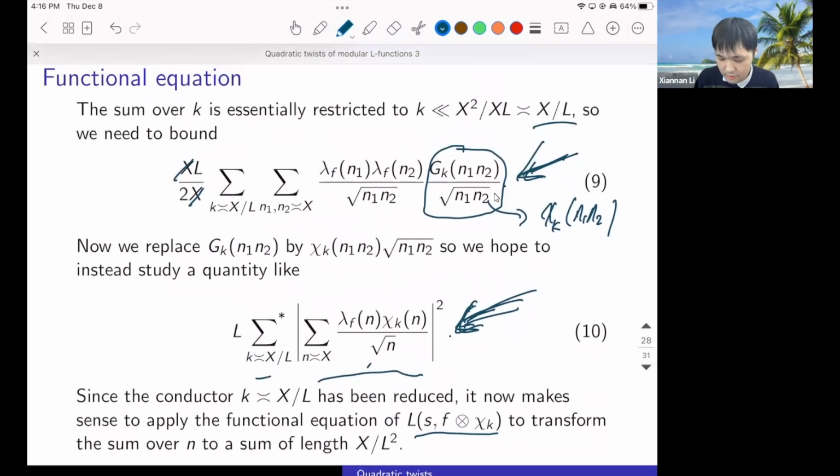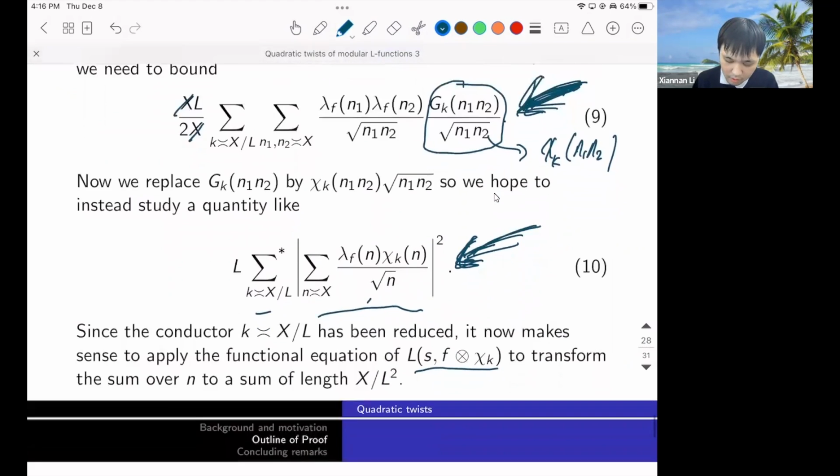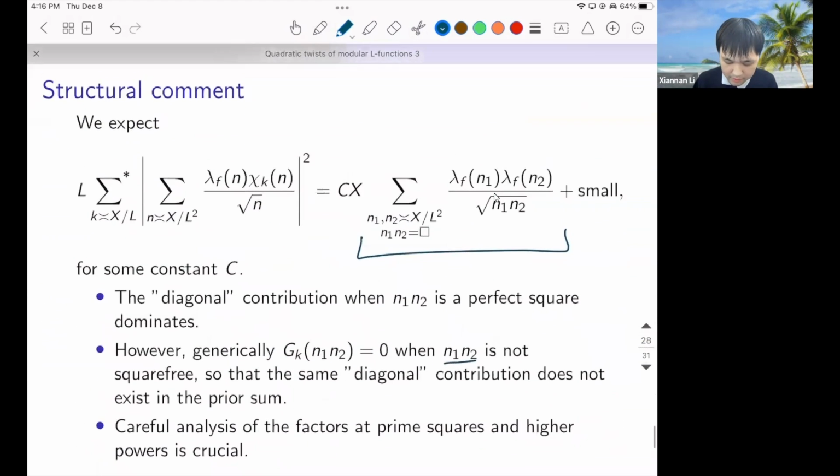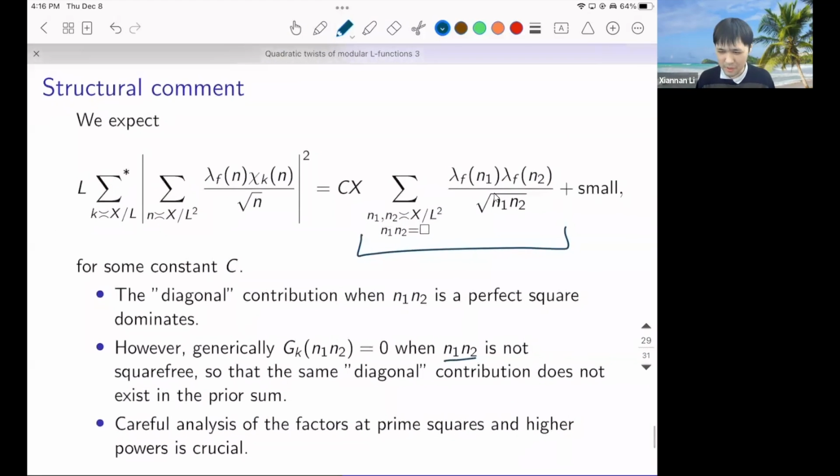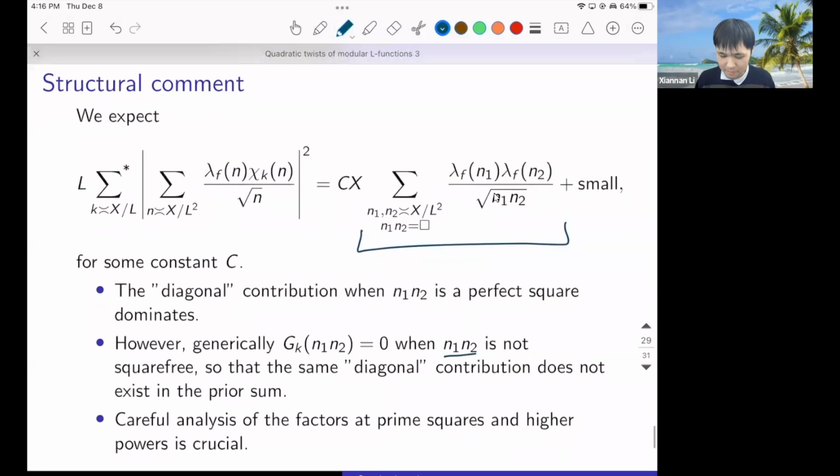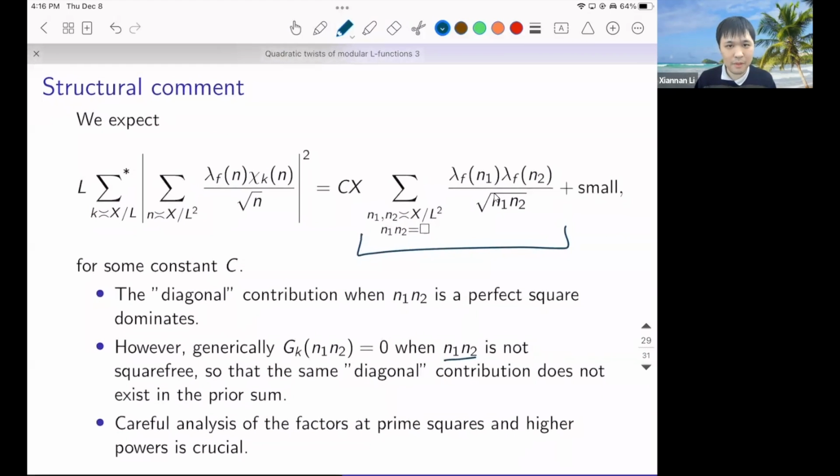So this oversimplification is important to point out because this means that this sum here is actually structurally different from this sum. What it means for us is that we need to carefully analyze what prime squares and higher powers do. And it turns out to be a little bit too easy to start losing powers of log unless you're careful here.